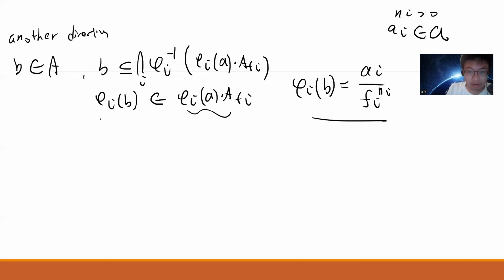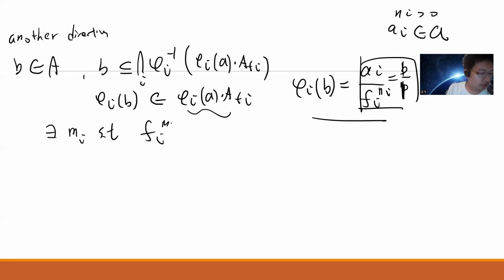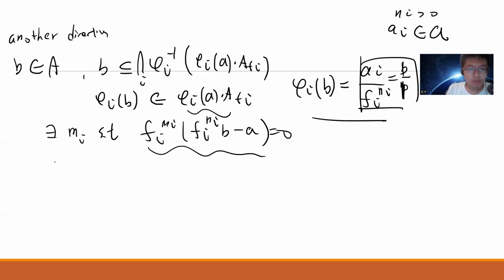Okay, so this φ_i map by definition is b divided by 1. In the localization property, that means I can find m_i such that f_i to the m_i times (f_i^{n_i} b minus a_i) is 0. This is the definition of localization. So that means that I get f_i^{m_i + n_i} b belongs to A, because this A is an ideal.